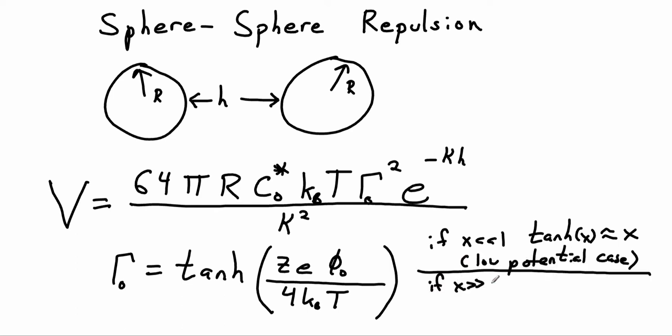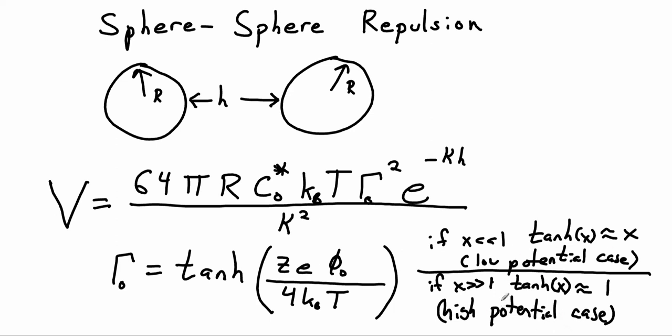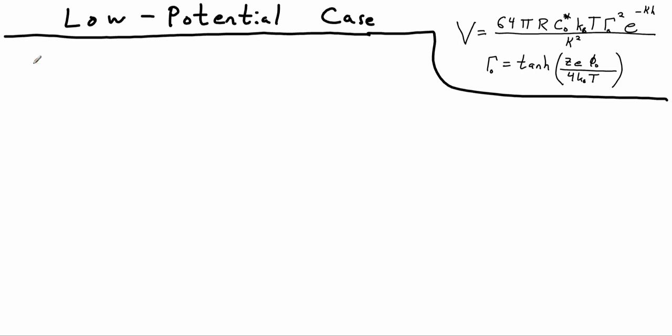Conversely, if x is much greater than 1, the hyperbolic tangent of x is approximately equal to 1. So we call this the high potential case. So we're going to plug both of these approximations in for the high and low potential case, and that way we get a much simpler expression for the energy of repulsion between two charged spheres. So in the low potential case, we're plugging in that the result of this hyperbolic tangent is just the argument, right? That the hyperbolic tangent of x is approximately equal to x. So we'll plug that in.